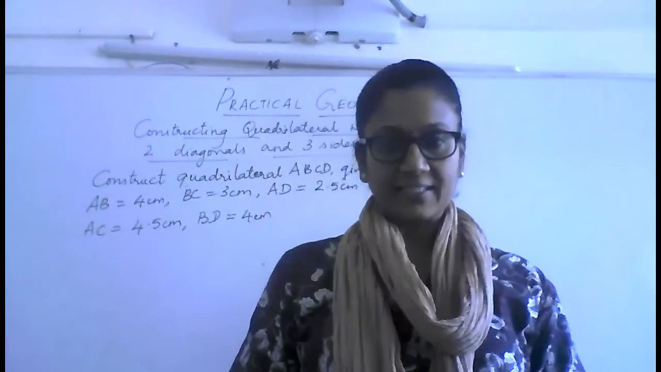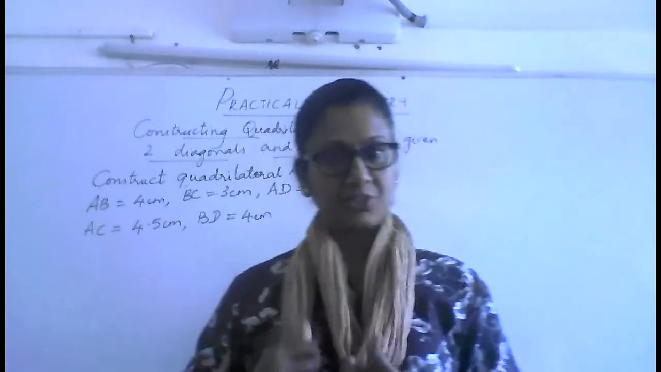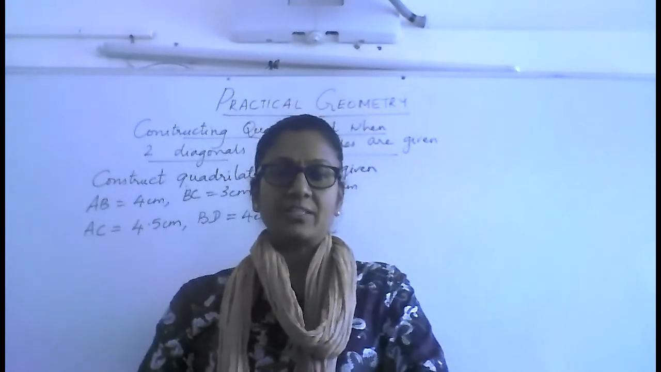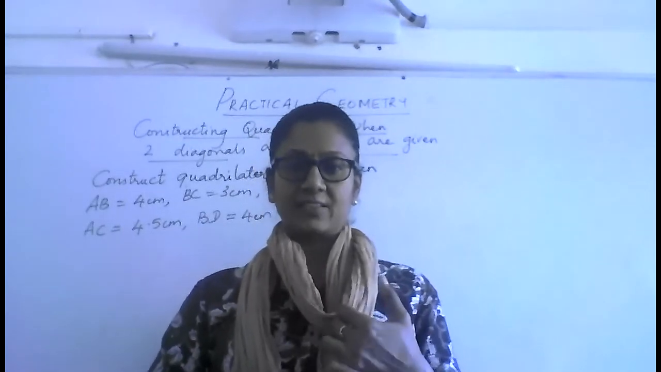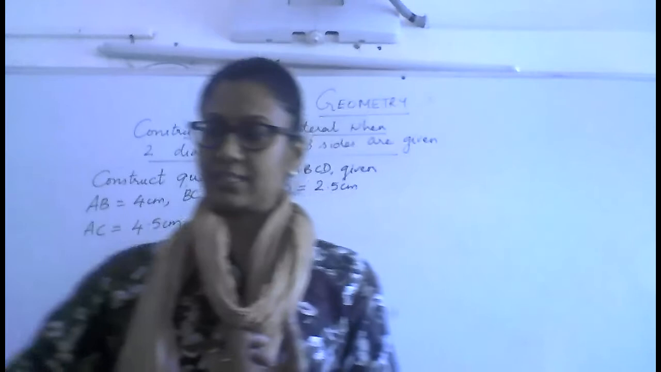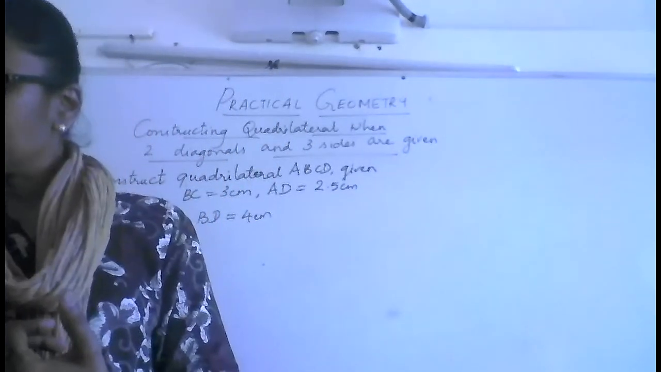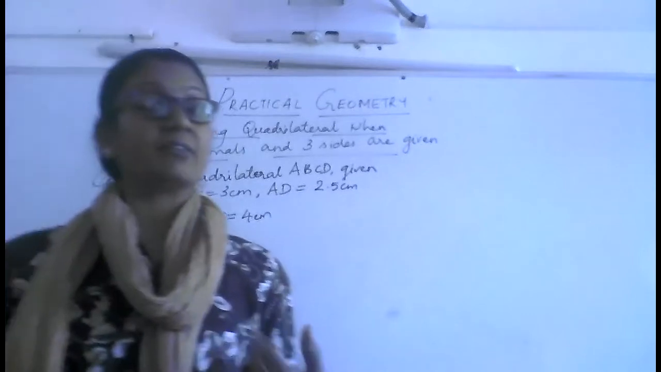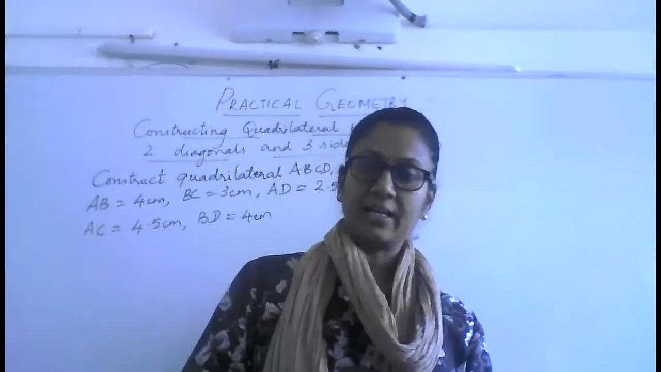So we had started with practical geometry in our previous class. So today we will continue with the practical geometry. We started with the construction of quadrilaterals. The first case we had taken was when four sides and one diagonal were given. We have learned how to construct that quadrilateral.